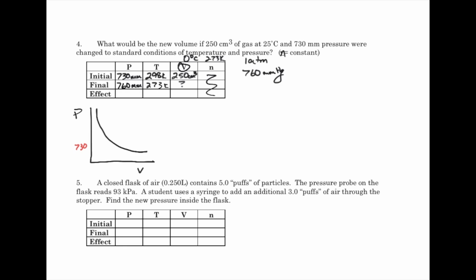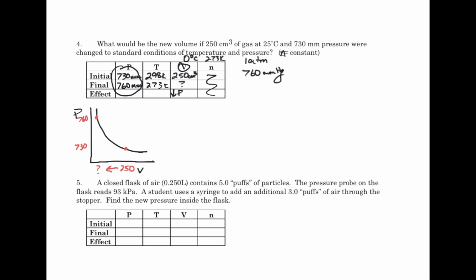730 millimeters, and that corresponds to 250 centimeters cubed, right? We're going to increase the pressure to 760, right? Which means then that the volume must have decreased to some number. So we know then that the volume is going to decrease because of a change in pressure, right? So that tells us how to arrange our pressure conversion factor.